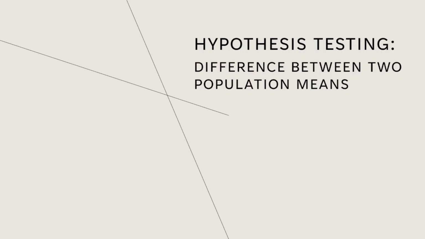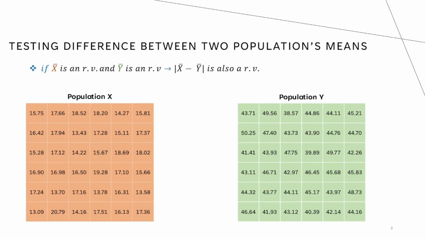Hey everyone. So I am covering hypothesis testing between populations, specifically the difference between two population means. So yeah, let's get started. Hypothesis testing for two population means can be thought of as an extension of the test for one population mean.